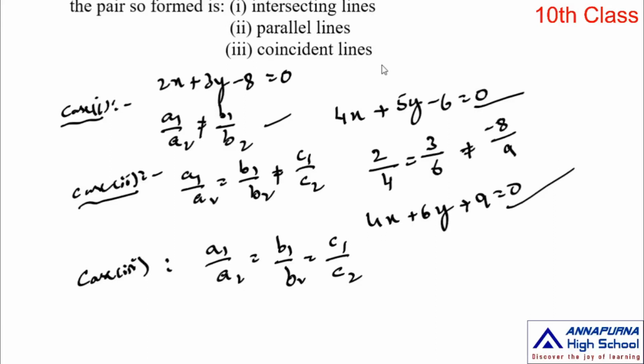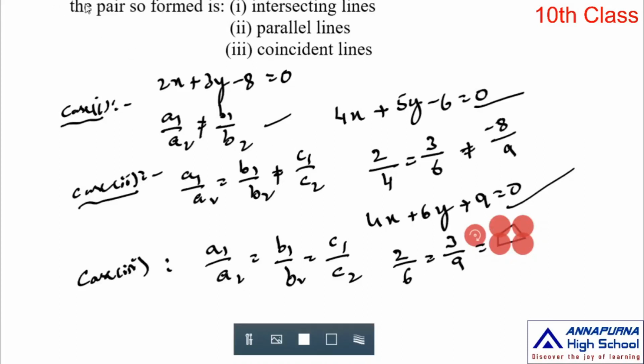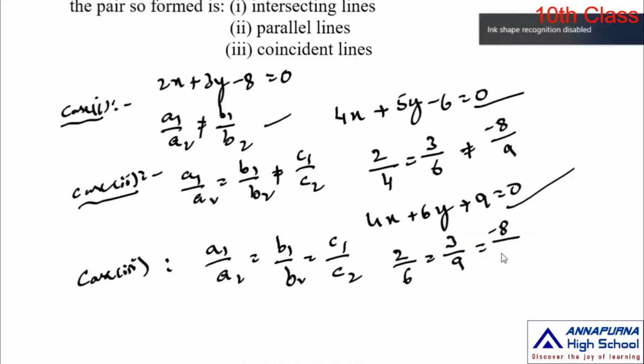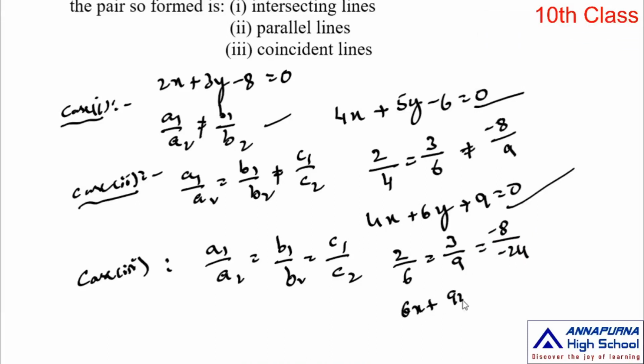So when you compare this equation to the general form, A1 is equal to 2 by, if you take A2 as 6, B1 is equal to 3, at which B2 value are these two ratios equal? 9. C1 is equal to minus 8, at which C2 value are these two ratios equal? It's minus 24. Now the second equation is 6x plus 9y minus 24 is equal to 0. This is my example, you can write your own. Okay, so this is the sixth question.